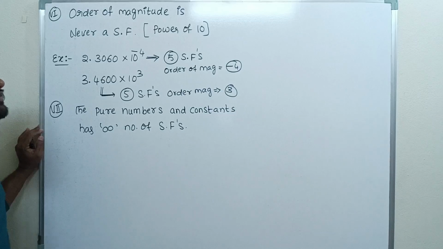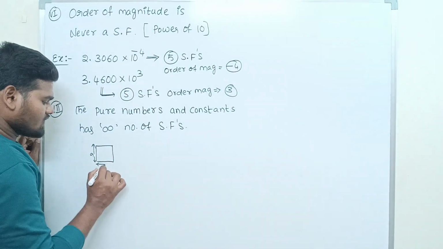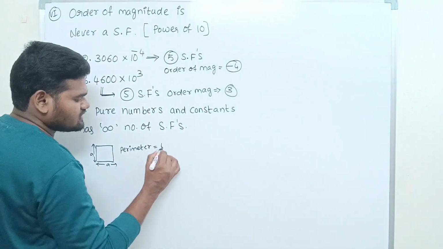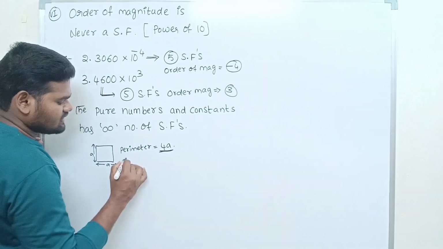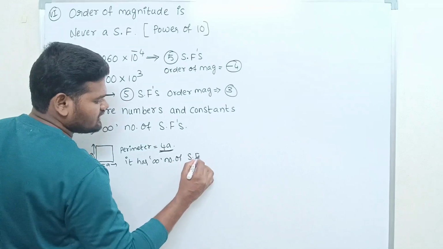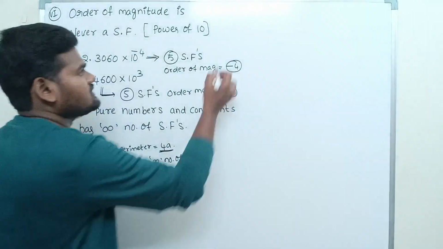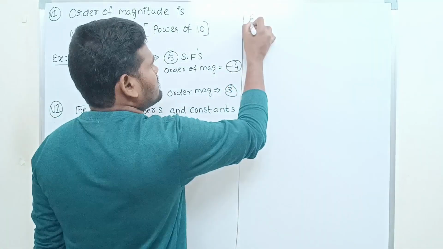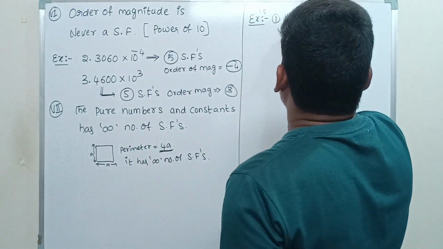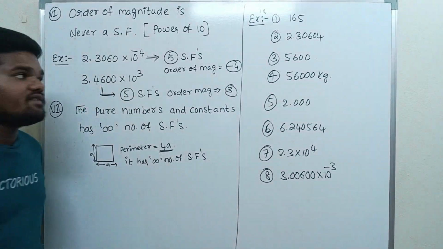Is it clear? Right. Example, if I take the perimeter of a square, okay, so perimeter is equal to how much? Is equal to 4a. It is a constant number. Then it has infinite number of significant figures. Are you getting? Write down. Let us see some examples. Okay. Right. Examples. First one. 165 to the power of minus 3. So find the significant figures.